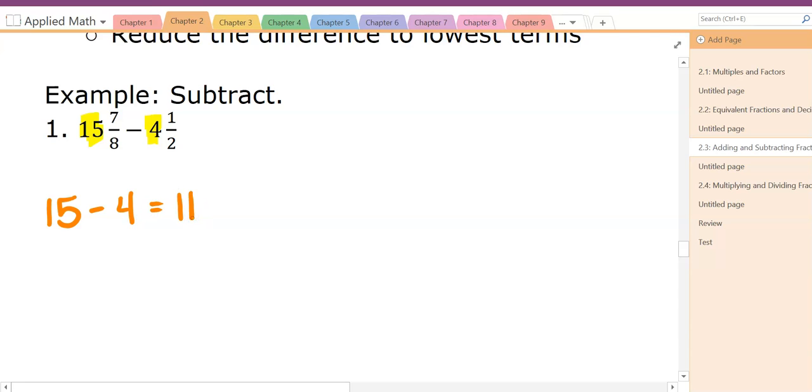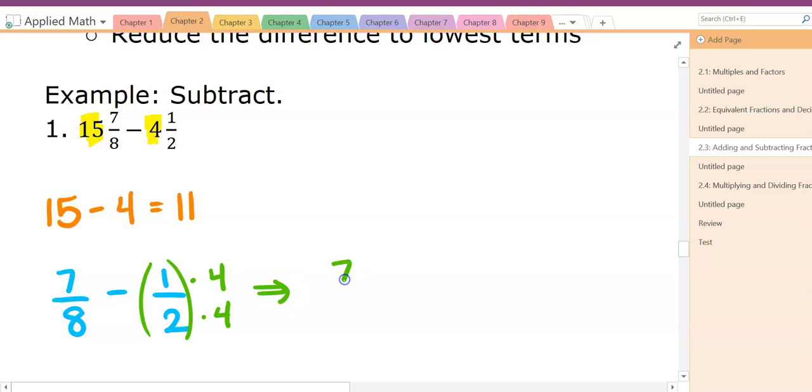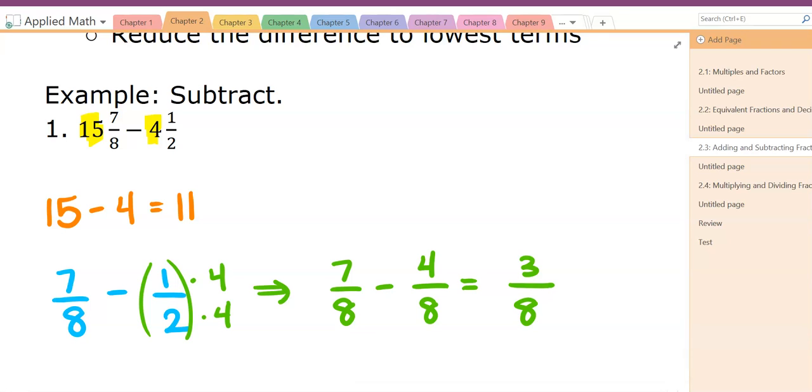So now I'm going to focus on the fraction. So the fractions are 7/8 and 1/2. What do I need to do to 1/2? By what? Okay, so then we have 7/8 minus 4/8. We get 3/8. So how would we write the final answer then? 11 and 3/8.